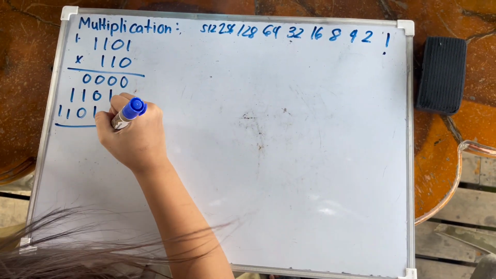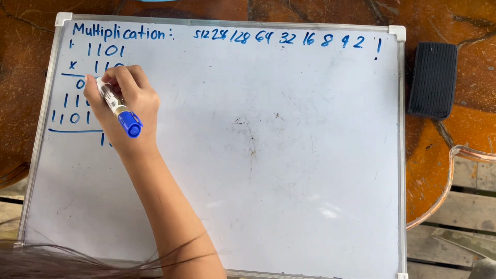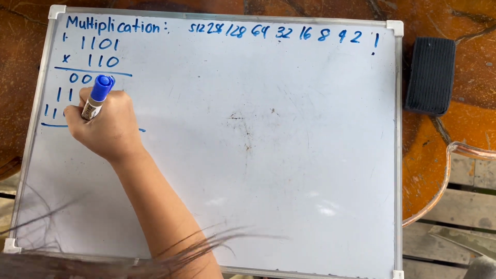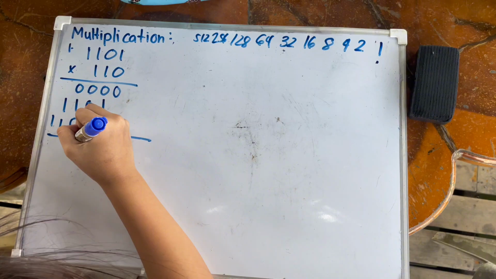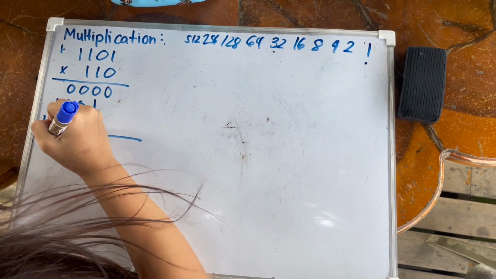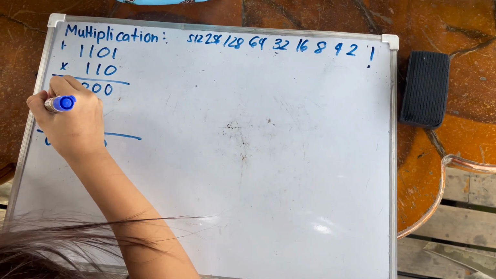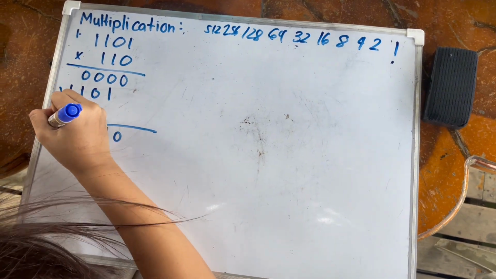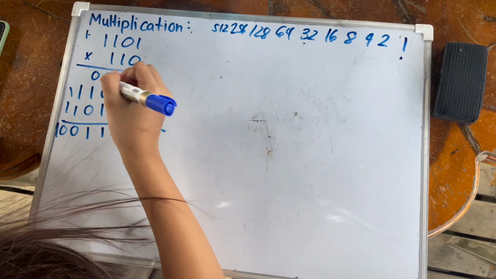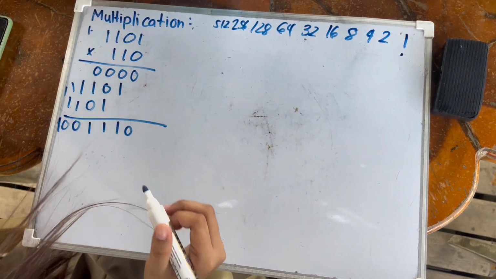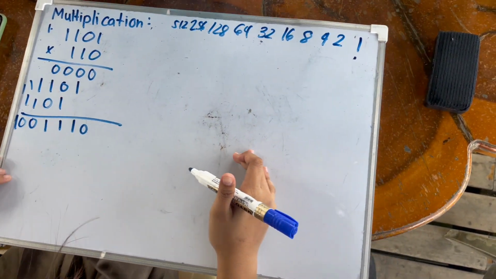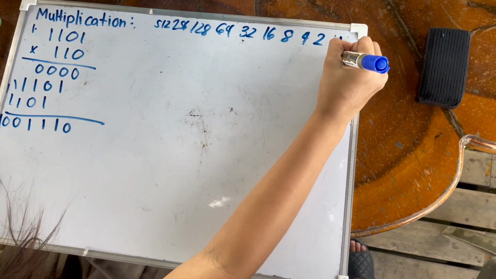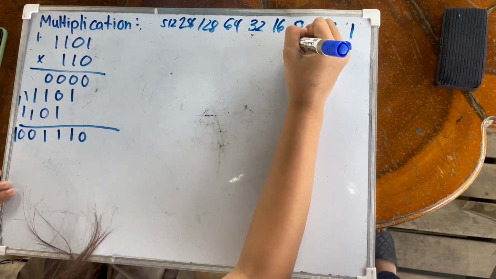Now, here comes the addition operation. Apply all the knowledge you gained from the previous rules on addition and you'll get your answer in a short while. 1101 multiplied by 110, you'll get your answer, which is 1001110. Now let's do the checking to see if it really is correct.